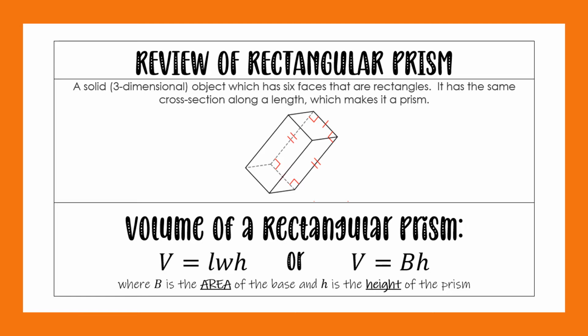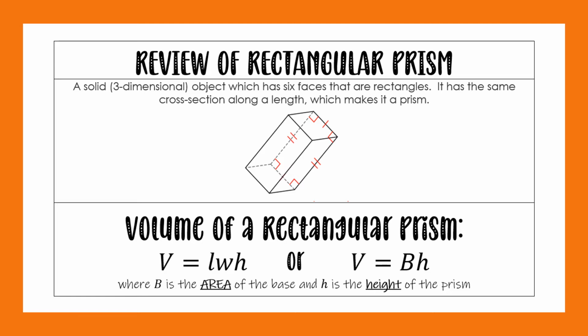And to find the volume of the rectangular prism, we take the length of the prism, we multiply it by the width, and we multiply it by the height. A shortened way to write that is volume equals base times height, but notice this time the B is a capital B, whereas when we're doing area of a shape, we use a lowercase b. That capital B represents the area of the base. So if your base is a rectangle, you find the area of that rectangle and then you multiply it by the height.